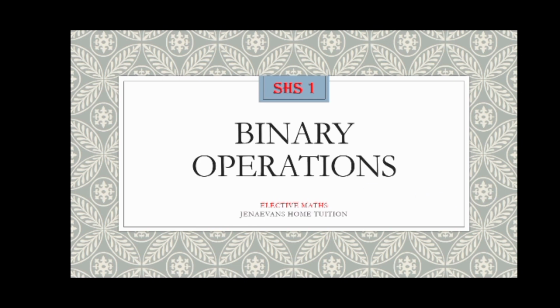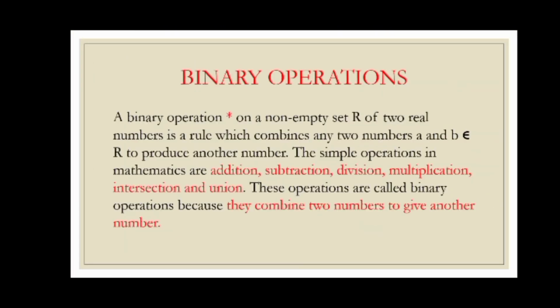So binary operations. What is it? Let's use an operation. You can use any operation, but we are using star in this lesson. A binary operation star on a non-empty set R, that's real numbers, is a rule which combines any two numbers A and B belonging to R to produce another number.